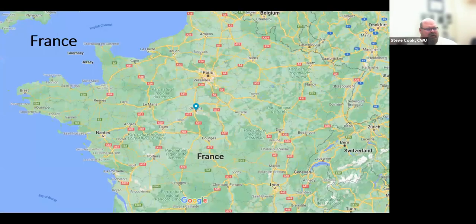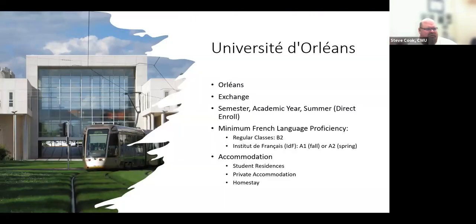Moving on, our next partner is in France, which is in Orléans specific, which you can see here. And it's only about an hour roughly by train from Paris. And that partner is the University of Orléans. I'm not going to try to pronounce the French because I would butcher it. As I said, it is in the city of Orléans, and this is an exchange partner.